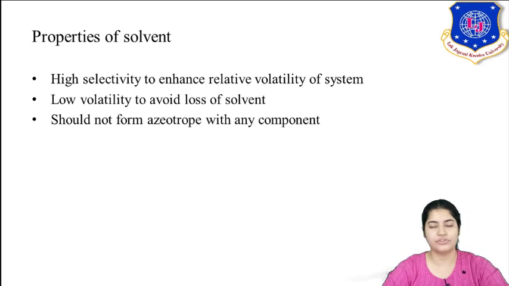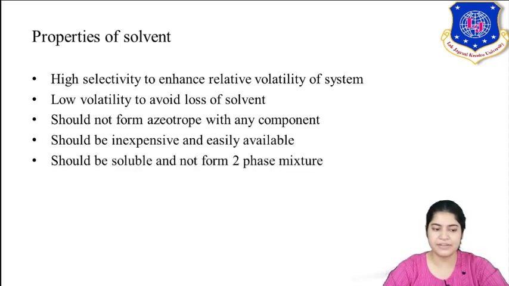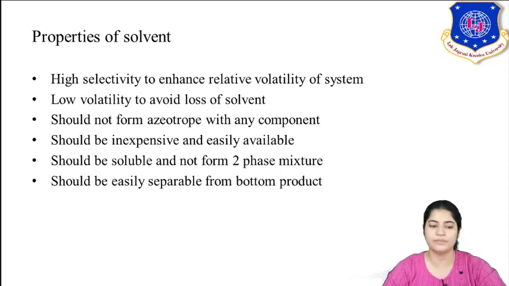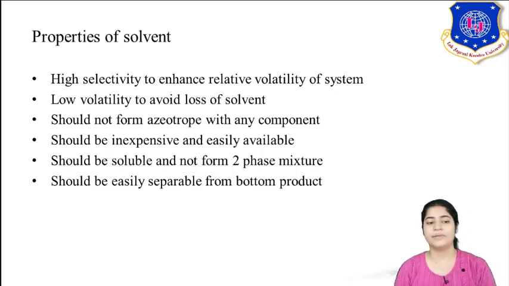It should not form an azeotrope with any component. It should be inexpensive and easily available, and should be soluble and not form a two-phase mixture. This is important. You can relate here with the entrainer used in azeotropic distillation. What do we do? We try that your entrainer should be immiscible, so it is easy to separate your more volatile component and your entrainer. Okay, but here it should be soluble. It should be easily separable from the bottom product. So these are the properties of your solvent which is used in extractive distillation.